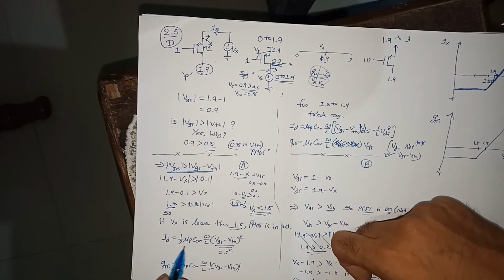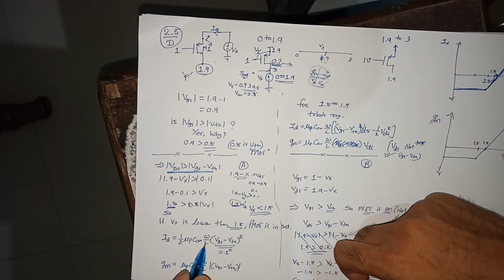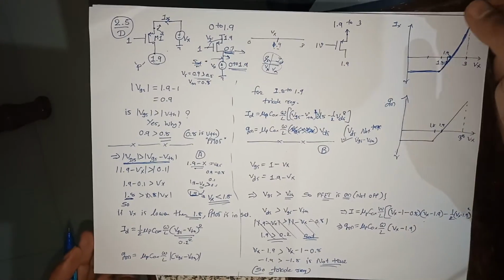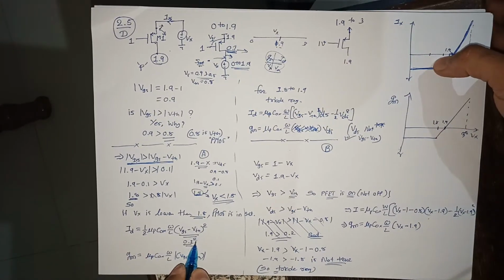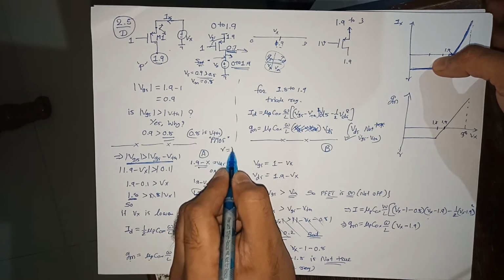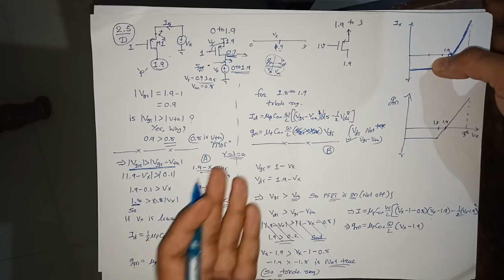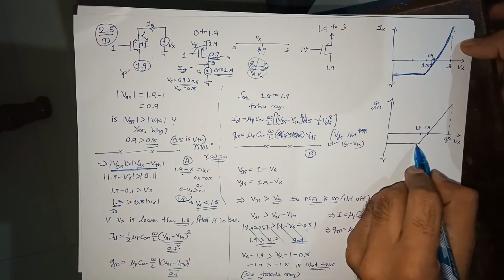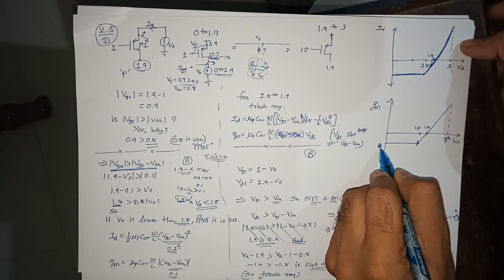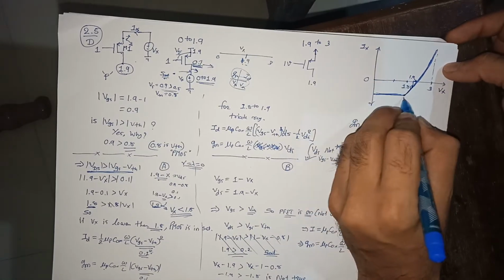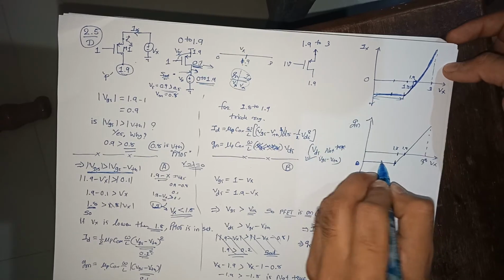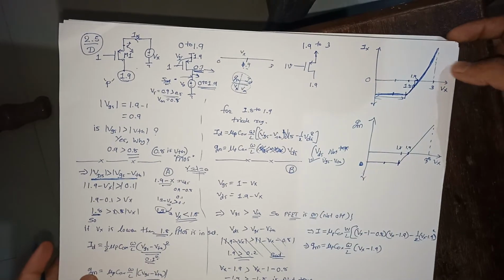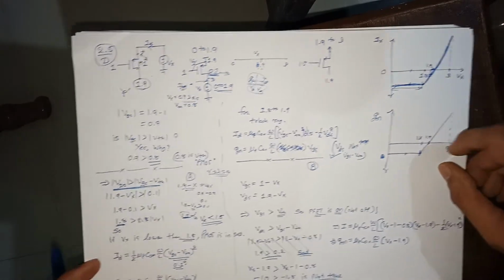And the equation, you know, is one half mu p Cox W by L times (VGS minus VTH) squared. This overdrive is 0.1, which is fixed. Gm is mu p Cox W by L times (VGS minus VTH), that is 0.1. We are not considering channel length modulation and body effect, we are taking them as 0 here. So from 0 to 1.8, the current is constant and Gm is constant. Now we will see from 1.8 to 1.9 what is happening.